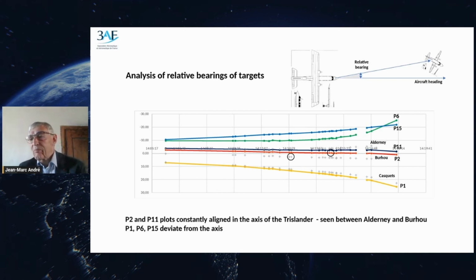On the other hand, P1, P6, and P15, which are in the 10 degrees aperture angle from the Trislander at the beginning, then move away to deviate to more than 15 degrees from the Trislander axis. They get out of the visual cone of the 30 degrees of 12 o'clock.